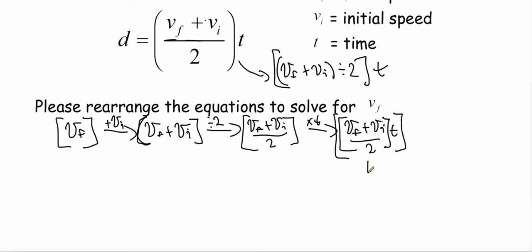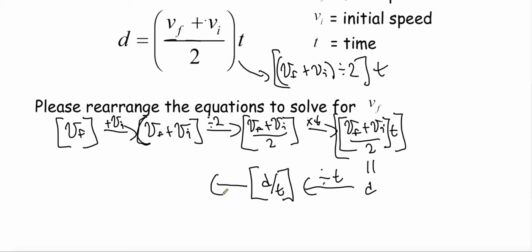Now this is equal to distance. We're done the one side and we're going there. So we want to do the exact opposite first. So I'm going to divide by time. Next, instead of divide by 2, I'm going to multiply by 2, the exact opposite. And then last, instead of adding initial velocity, I am going to subtract my initial velocity.